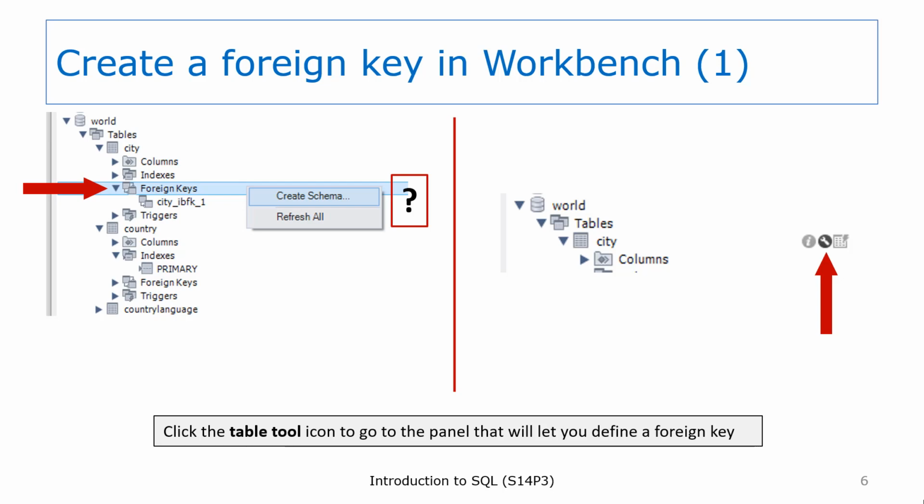Now you would think that you could right-click on the foreign key item and get a pop-up menu of things that you can do with foreign keys. But Workbench seems to have a bug. When I right-click on the foreign keys item, the pop-up shows the Create Schema and Refresh All items. I definitely do not want to create another schema at this point. But all is not lost. Still in the Navigator section of Workbench, click on the table name that you want to work with, then click the Table Tool icon as shown in the figure on the right. The Table Tool icon is the icon in the middle of the three icons.